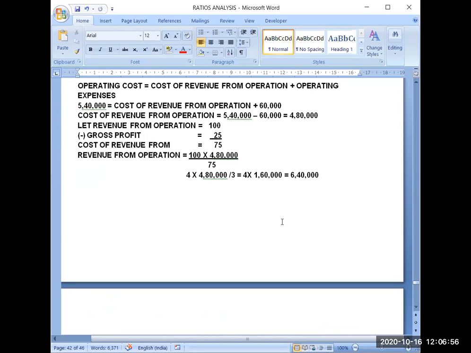Now only 2-3 ratios are left: operating profit ratio, then net profit ratio, and then return on investment. Only 3 topics are left that we will try to cover tomorrow, and we will finish this chapter also. And I hope you all have started your revision.